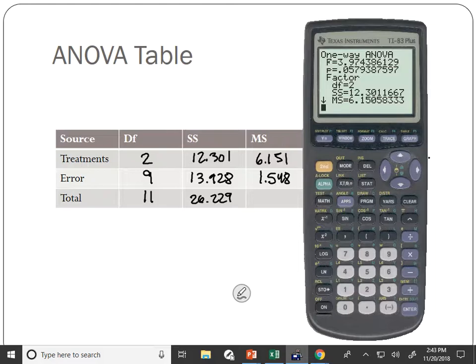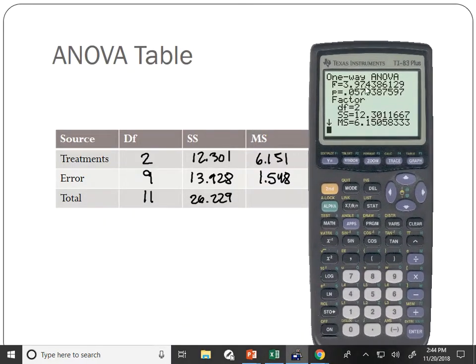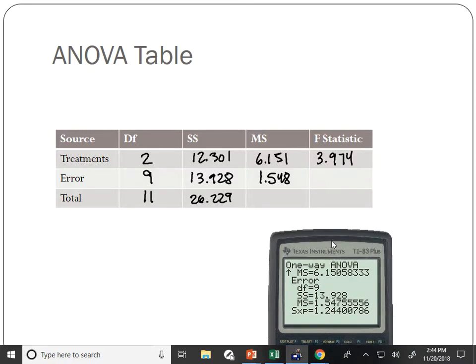And then I need to move my calculator. And for the F statistic, 3.974. So as you can see, if you follow with your calculator, the F statistic is 3.974. The p-value I did not get in the table. So we've got degrees of freedom is 2. The SS for the factor is 12.301. The MS is 6.151. Error, we got degrees of freedom of 9, 13.928, 1.548. And there you go. So this would answer that table.